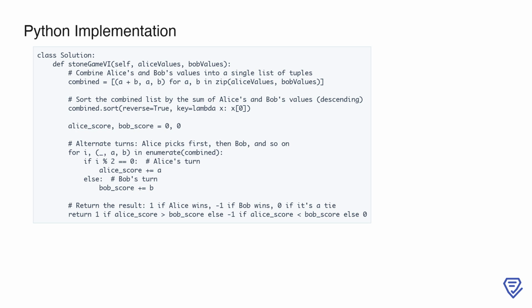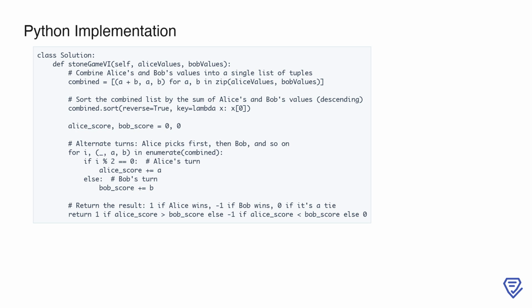3. Alternate turns. Iterate through the sorted list. On Alice's turn, even indices, add Alice's value for the chosen stone to her score. On Bob's turn, odd indices, add Bob's value for the chosen stone to his score. 4. Calculate the result. After all stones have been chosen, compare Alice's and Bob's scores. Return 1 if Alice's score is higher, -1 if Bob's score is higher, and 0 if their scores are equal.